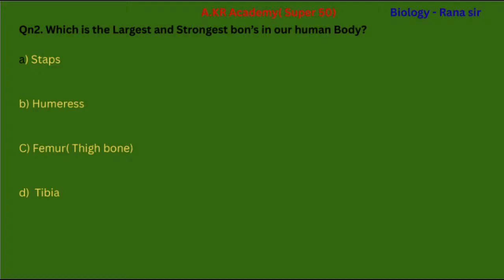First one is the stapes bone, second is the humerus, third is the femur, and D is the tibia. Can you show these pictures? The femur is the bone that supports the weight of the body.